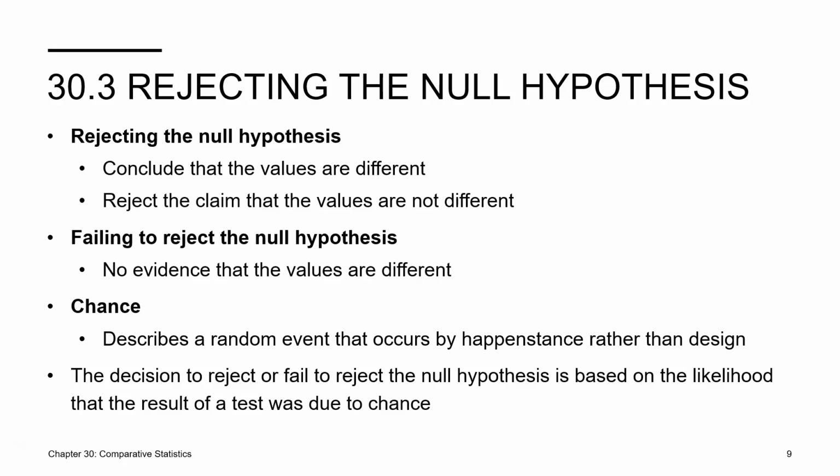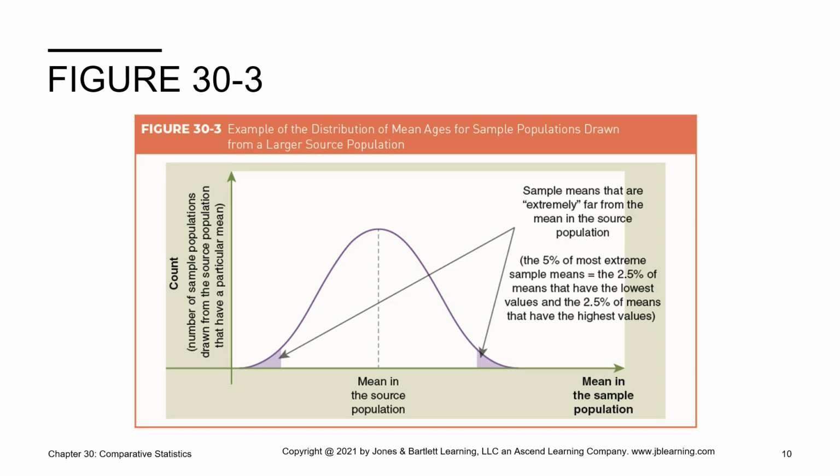That represents that there is no difference between the two. There's no evidence that the values are different. So if there's, say, a p-value of greater than 0.05 or the confidence interval is not statistically significant, then you have failed to reject your null hypothesis. When you're calculating those p-values, you're calculating that with something called chance in mind. Chance describes a random event that occurs by happenstance rather than by design. So the decision to reject or fail to reject a null hypothesis is based on the likelihood that the result of a test was due to chance.